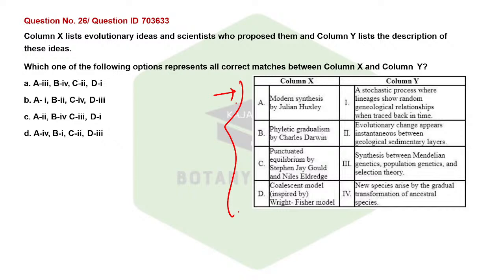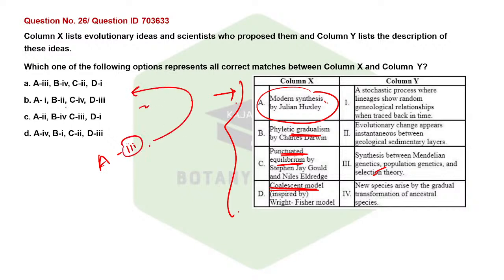Okay, let's see. You have modern synthesis, phyletic gradualism, punctuated equilibrium, then the coalescent model. If you look at the first one, modern synthesis, it is the synthesis between Mendelian genetics, population genetics, and selection theory. A gets marked with the third option. Look into the options given to you. You have only one single combination where A is marked with the third one.